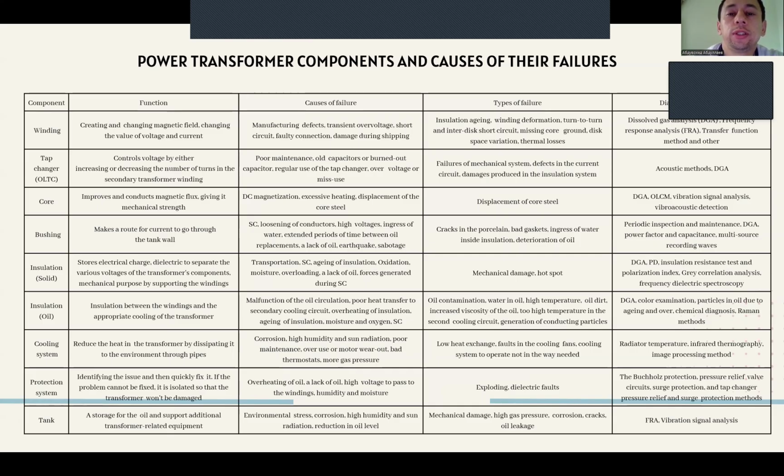This table shows the result of an analytical study on the damage to components of power transformers. Using this table, it is possible to obtain information about the function performed by the transformer components, the conditions that cause their damage, and the types of component damage and method of their diagnosis.